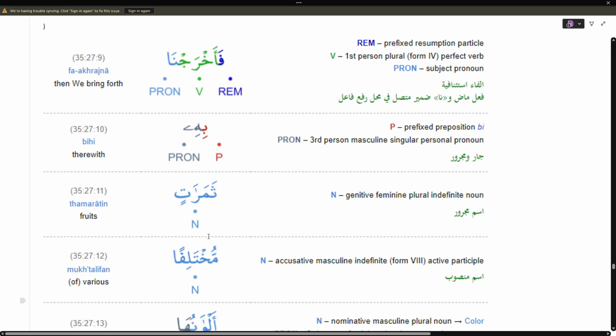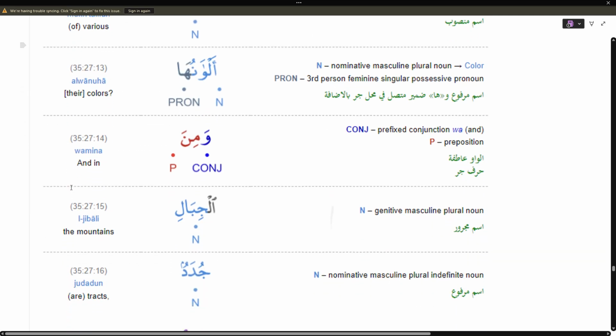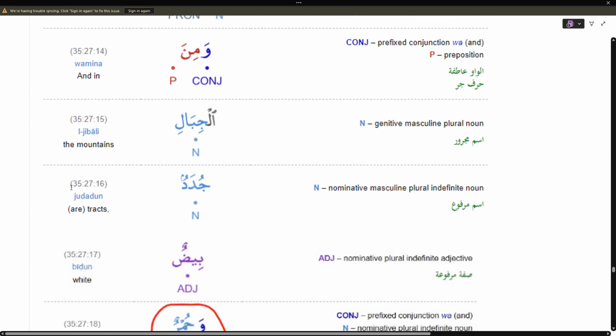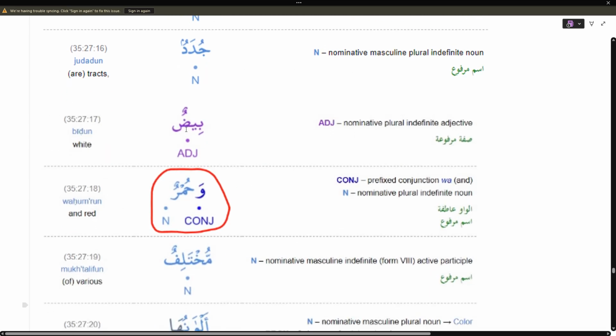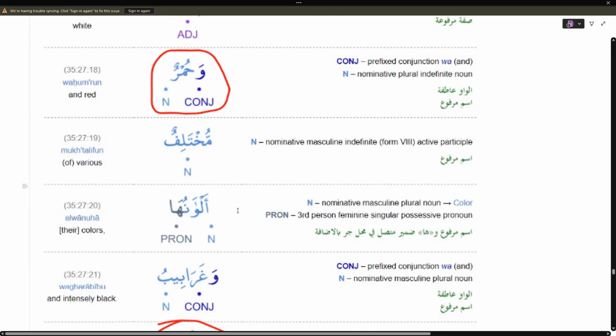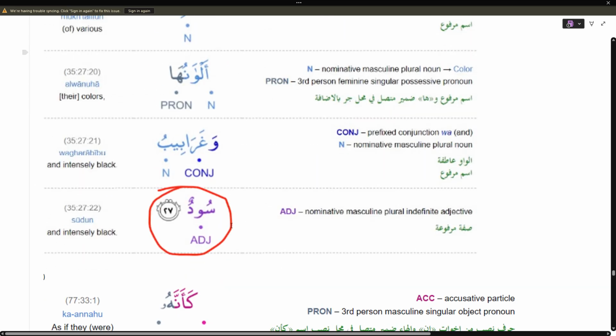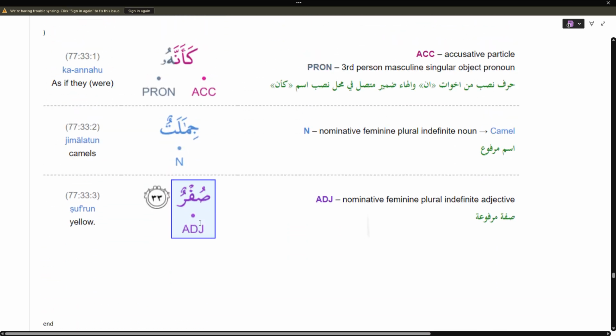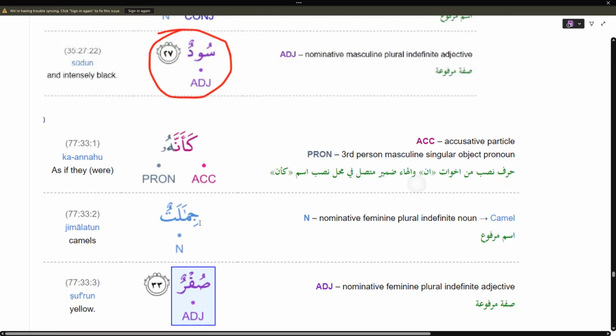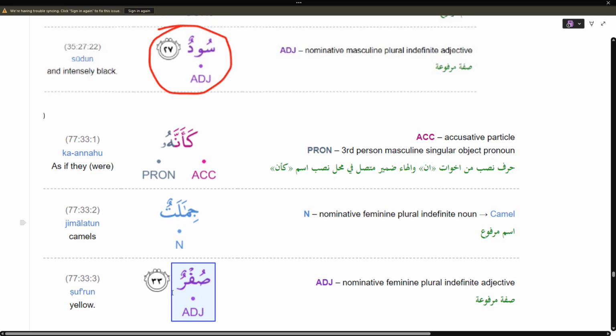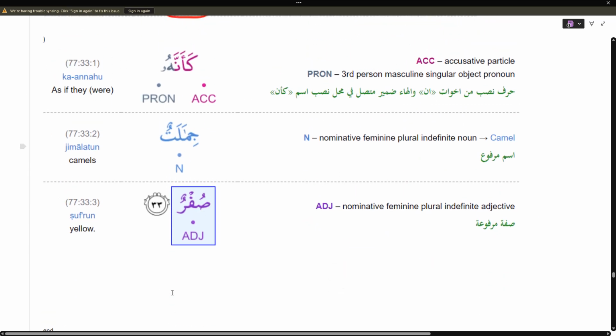Fa akhrajna bihi thamaratin mukhtalifan, then we bring forth therewith fruits of various colors. Wa min al jibali judadun bidun, and in the mountains are tracts white. So bidun is used here. And humrun for red, mukhtalifun alwanuha wa gharabibu sudun for black color. And ka'annahu jimalatun sufrun, so for yellow, sufr, this form is also used.